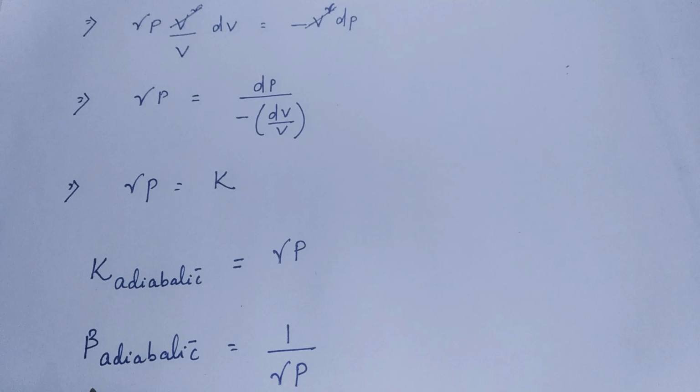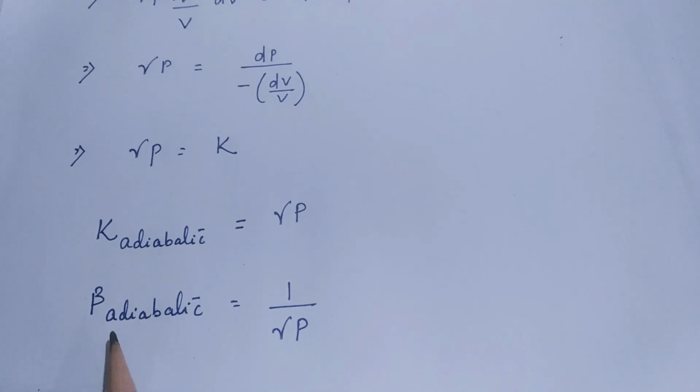If we consider the compressibility of adiabatic process of gas, it is equal to 1 by K adiabatic. So it is equal to 1 by gamma P. This is all about compressibility and bulk modulus.